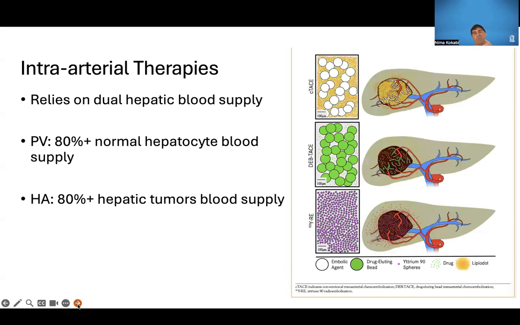So that's what I wanted to kind of, based on the evidence that is out there, cover for the ablation part of things.